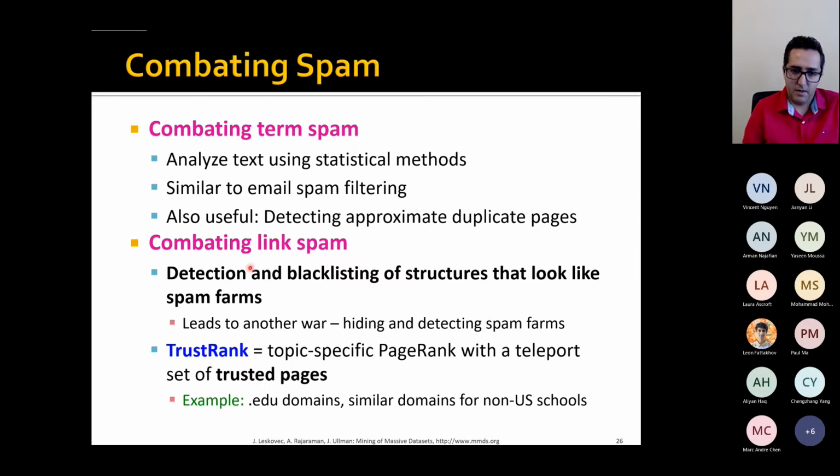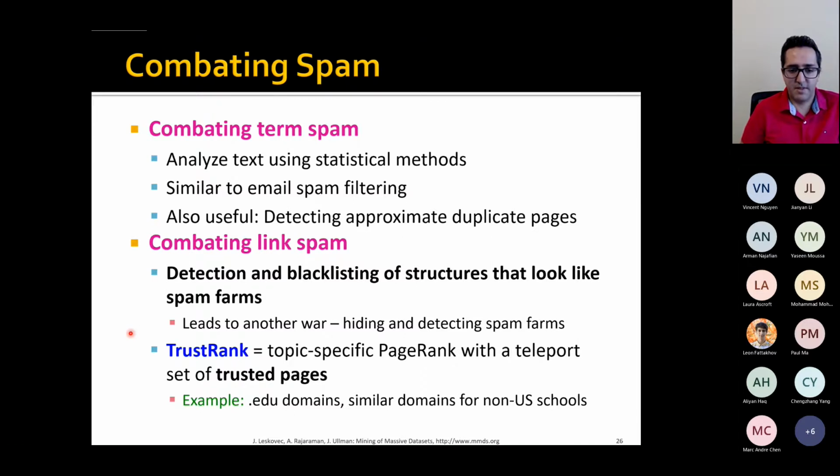So it's basically a process of detecting and blacklisting structures that look like spam forms, which leads to another war. How can we hide and detect the spam forms? It's ongoing, right? Google has upgraded its detection system multiple times over the last 10 years in order to fight against the spam forms. It's interesting. It also messes with the SEO industry, because every time Google updates its algorithm, a page that was previously ranked high can go down, and the SEO clients will be unhappy about it.